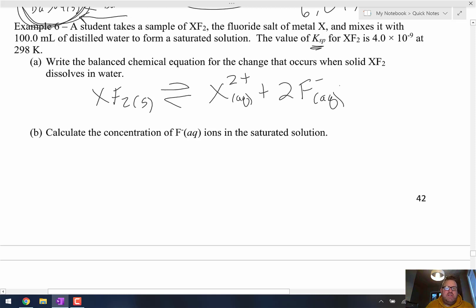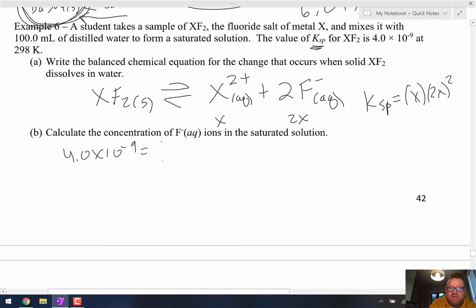Okay, and then part B says calculate the concentration of fluoride ions in the saturated solution. This is very similar to one of our earlier problems, where this is going to be X, this is going to be 2X, and our KSP expression is going to be X times 2X, squared. The KSP value is 4.0 times 10 to the negative 9th, and that equals X times 2X squared. So once again, we have 4X cubed. So I'm going to take 4 times 10 to the negative 9th divided by 4.